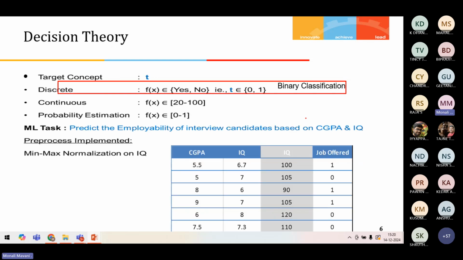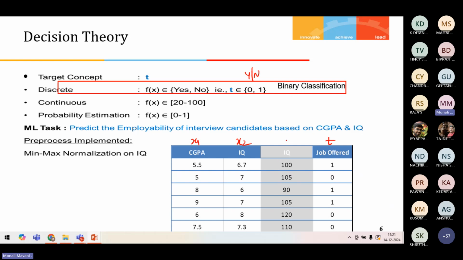Another example of binary classification. Say we have one feature CGPA, another feature IQ, and then we have a job offer with so many CGPA, with so many IQ level, whether a person is offered a job or no. So this is a yes or no kind of answer. Target variable we want output to be. It's a binary classification problem.